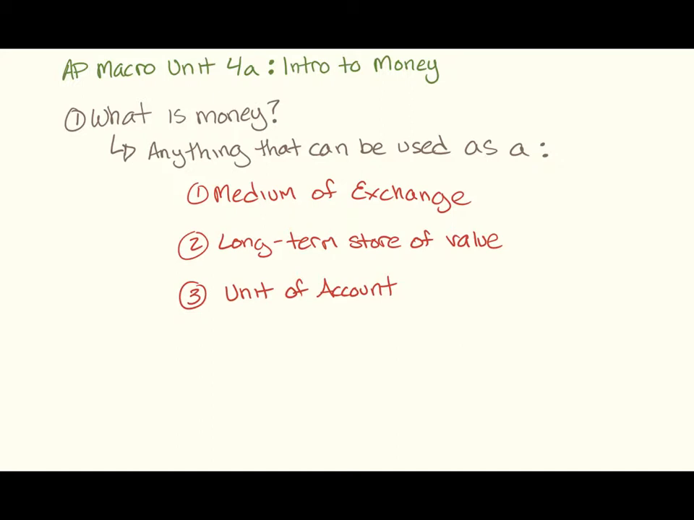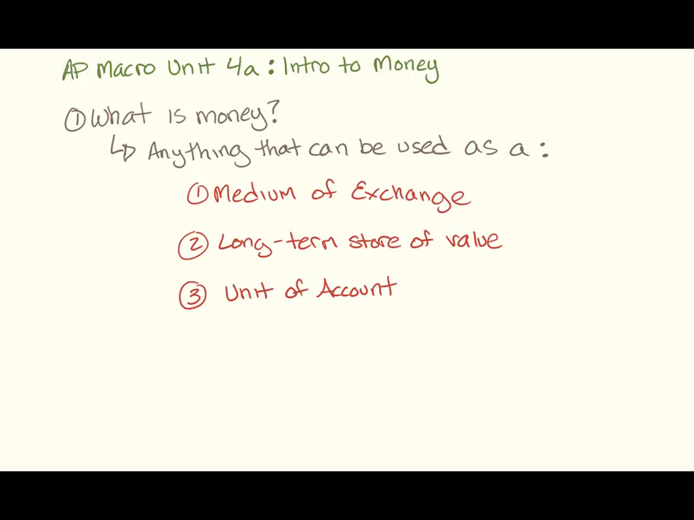And finally, it has to be something that can be used as a unit of account, so something that is generally believed to have value, and something that everyone more or less agrees roughly what the value of that thing is. So as long as it's usable as a medium of exchange, can be a long-term store of value, and can be a unit of account, it can be money. It doesn't have to be coins, it doesn't have to be paper. It could be seashells or shiny rocks or whatever you want to use for money, as long as it meets those three main requirements.